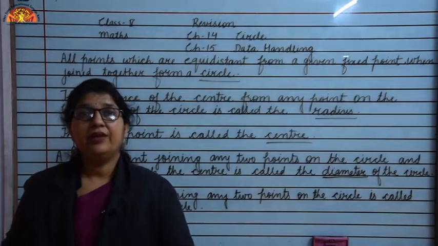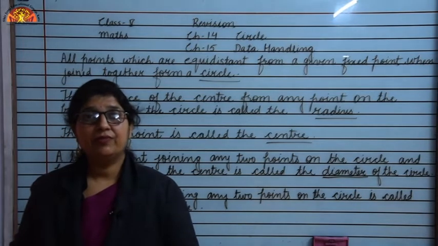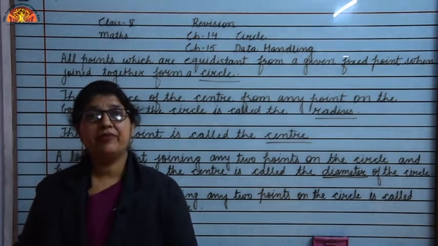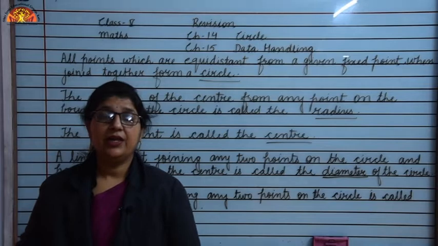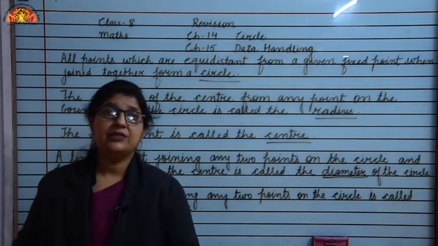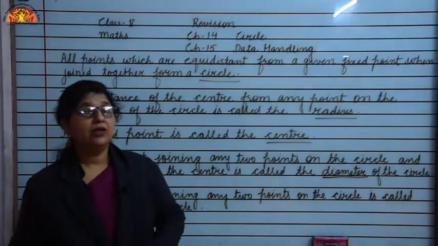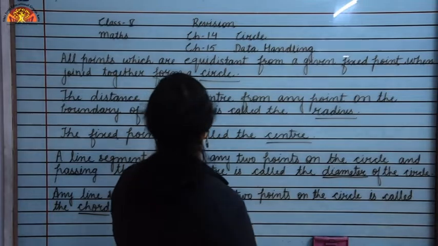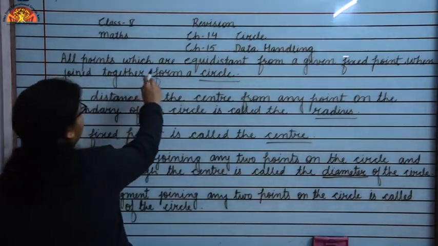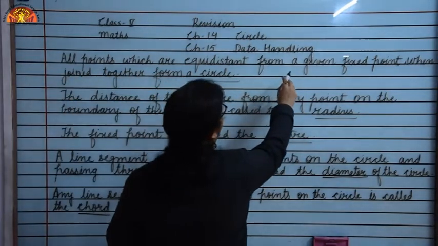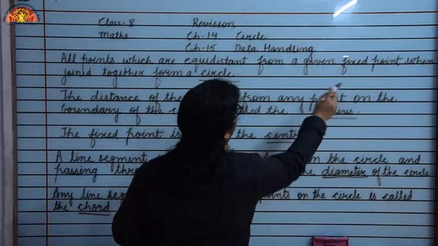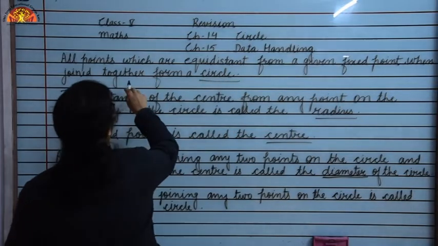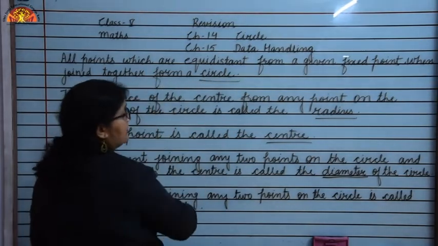Today we will revise chapter 14 circle and chapter 15 data handling. Now first we will start chapter 14 circle. What do you mean by circle? It means all points which are equidistant from a given fixed point when joined together form a circle.